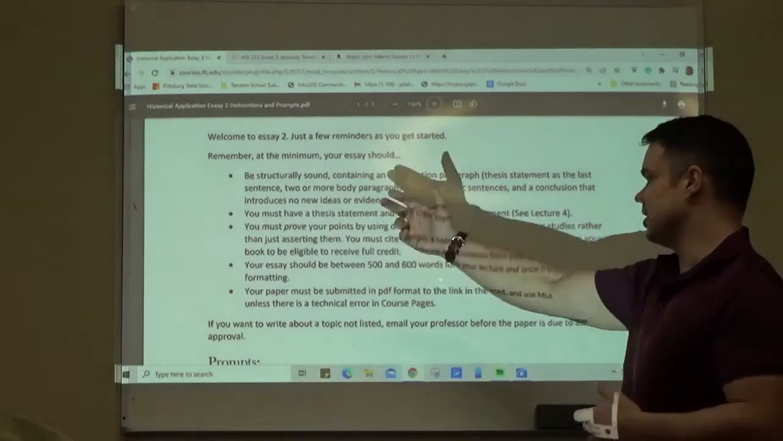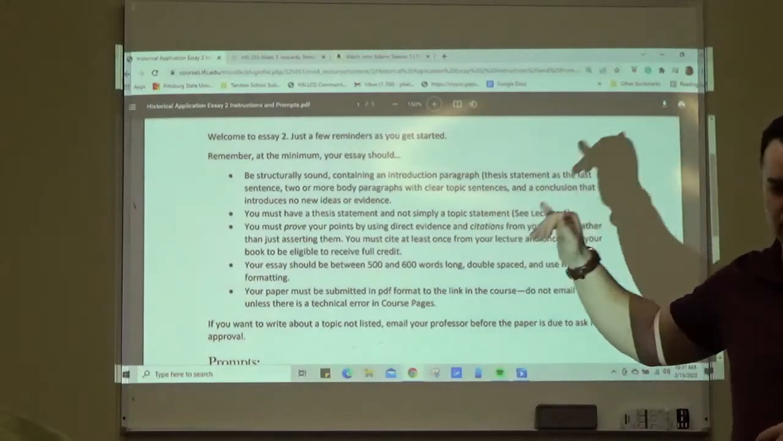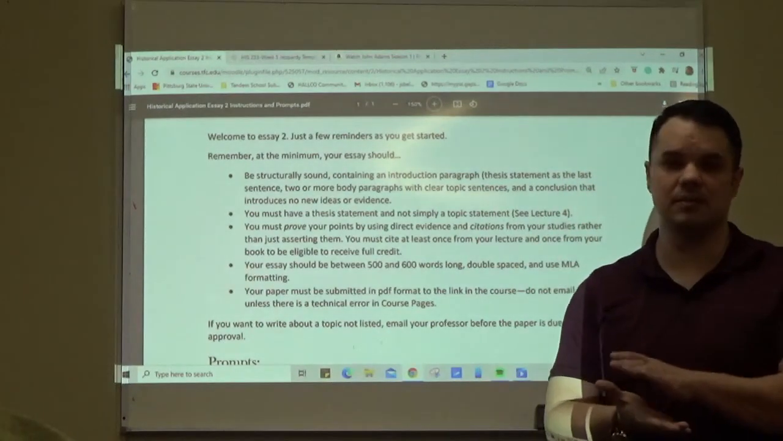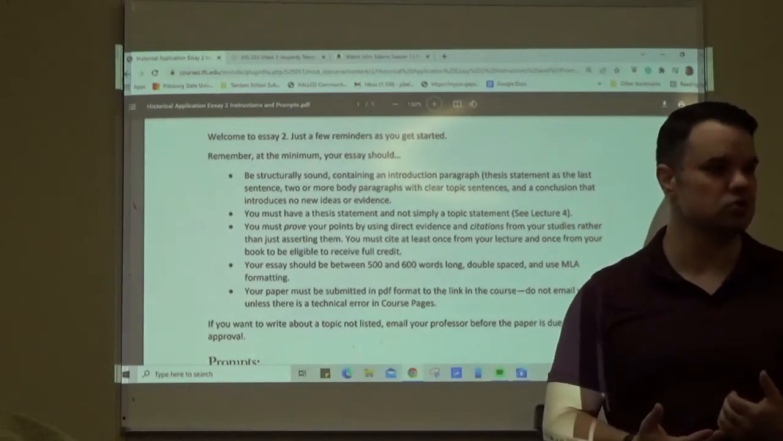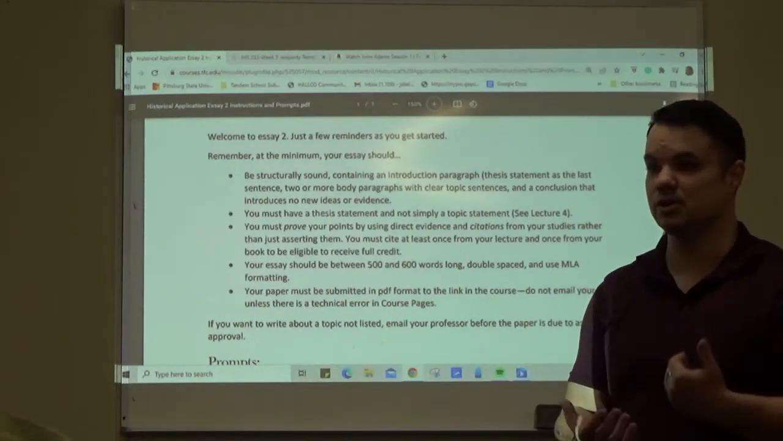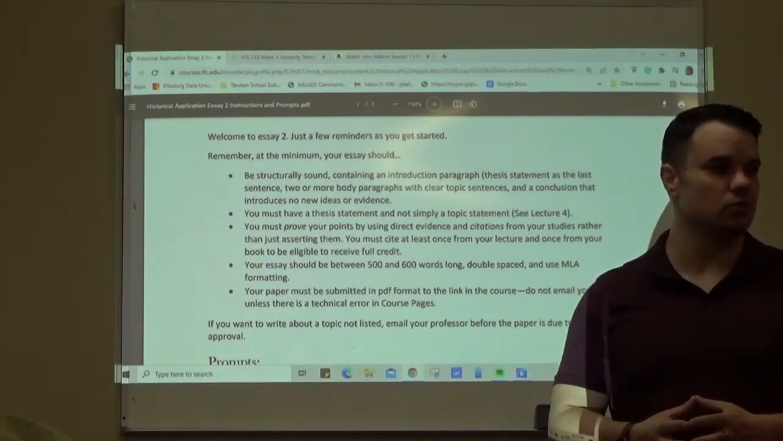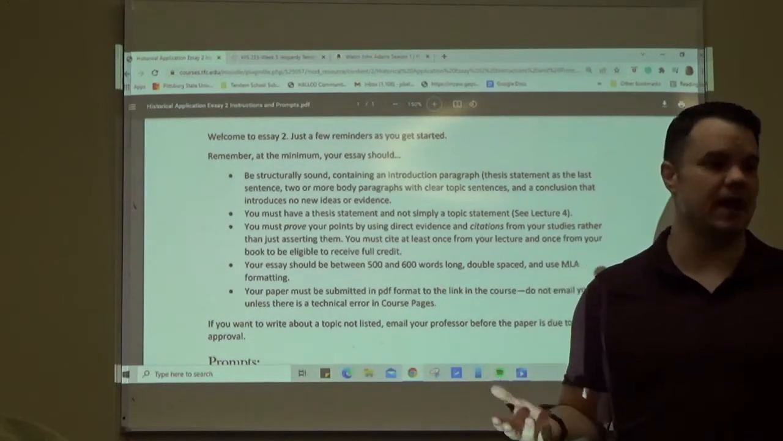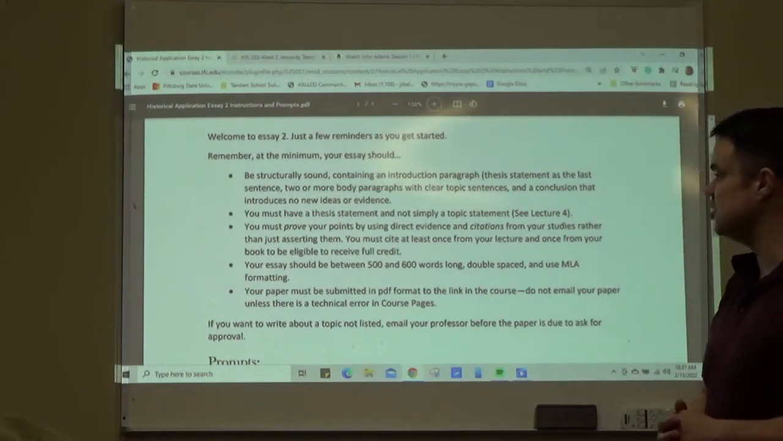All right. So again, the second thing says that you must have a thesis statement and not simply a topic statement. So that's another thing I want to talk about. A thesis statement is an assertion you're making, like George Washington was the cause of the First World War. That's a thesis statement. You're asserting something. Versus George Washington was involved in the First World War. That's a basic fact. It's not really a thesis so much as a topic. So make sure that you're making a directed point.